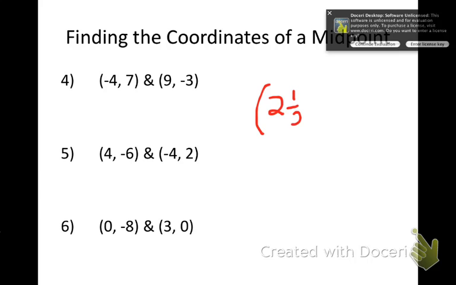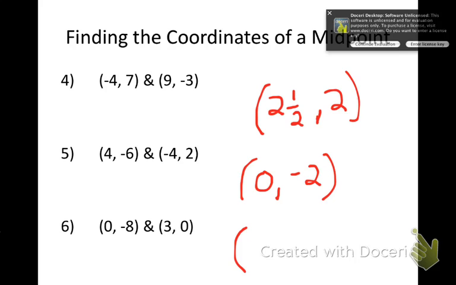2.5. How about if I go 2.5, comma 2? I like that. 0.5 is just acceptable too. I just like fractions. 2.5, 2. Awesome. Midpoint of number 5. Catherine? 0, nice job. 0 and -2. Good work. And the midpoint of number 6 goes to Tina. 1 and 1/2, -4. Nice work.